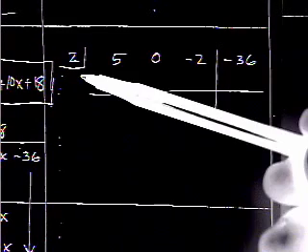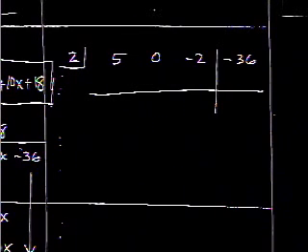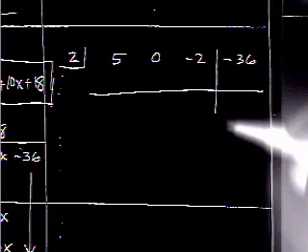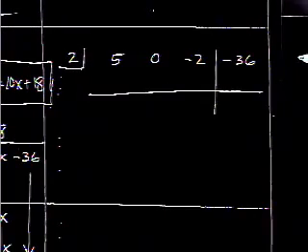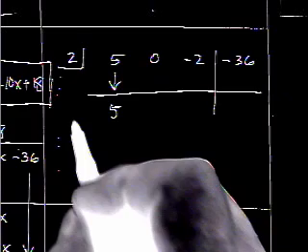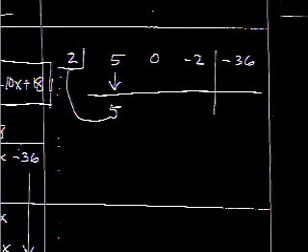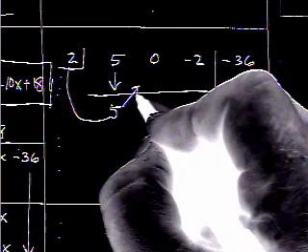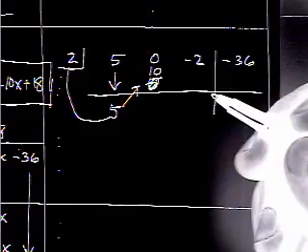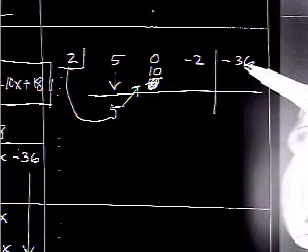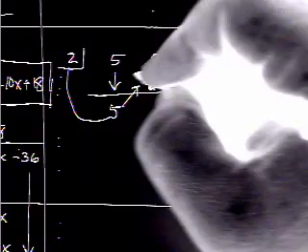Remember something like this? The 2 would go in the box, and then we'd have our coefficients, 5, 0, negative 2, and negative 36. Now, I kind of separate this last one at the end because I know that's going to be my remainder. So we carry down the 5. Multiply. Whoa, I can't multiply, can I? Alright, so add.